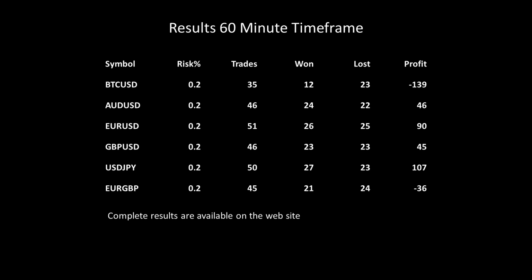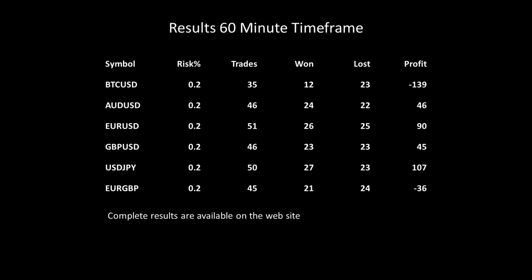And now here are the results from a 60-minute time frame, and you can see that it is significantly different. Obviously a lot less trades, because running on 60 minutes I'm not going to come up with as many signals. The win to loss ratio in terms of number of trades is roughly even, and because I have a 1.5 to 1 take profit to stop loss ratio, most of these symbols have returned a profit. I have a small loss for the Euro GBP and a loss for the Bitcoin USD.